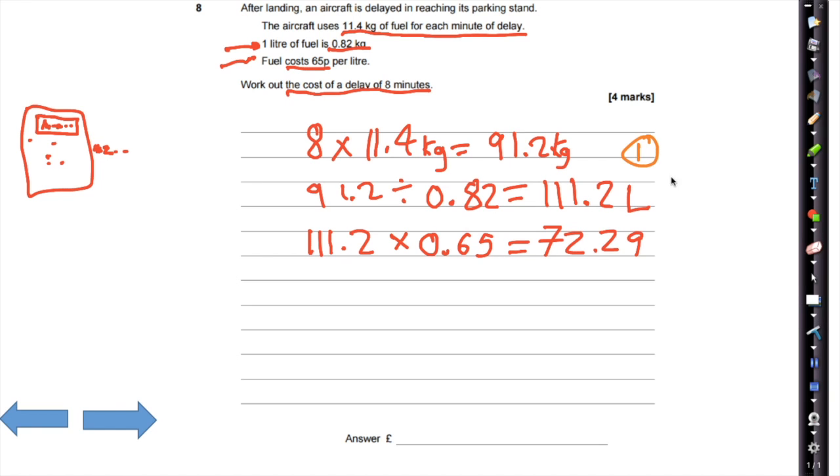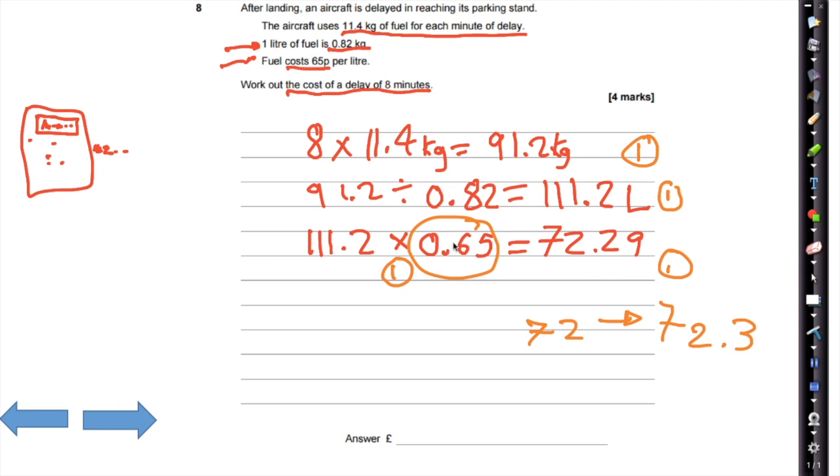Notice a couple of things here. Firstly, your next mark was for getting 111.2. Your third mark was for trying that multiplication, and your fourth mark is for your answer. So you might have done alpha A times by 0.65 to get 72.29. If you got anything in the range of 72 to 72.3, so you could have rounded that, you will get that final mark. Importantly though, let's understand why we put 0.65.